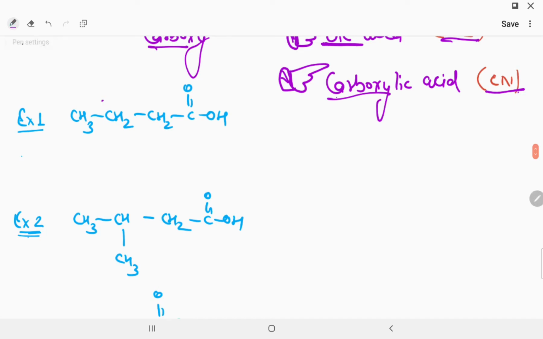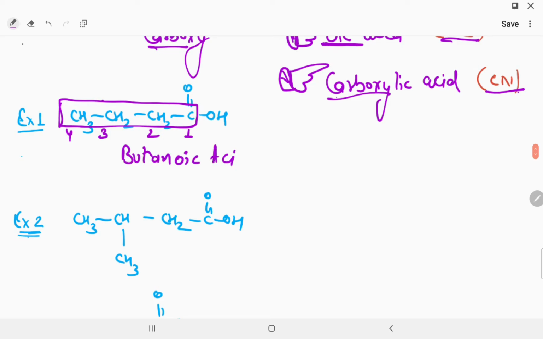Okay, now understand my point. Example number 1: we select the parent chain. Now we start the numbering and give the minimum number to the functional group: 1, 2, 3, 4. Longest chain with more number of prefixes, and the priority is the functional group. So we get 4 carbons in the parent chain, so this is butanoic acid. Whenever the carboxylic group is attached to the parent chain, we start numbering with the carboxylic. We have to give the minimum number to the carboxylic. This is called butanoic acid. But means 4 carbon, and this is a single bond chain.